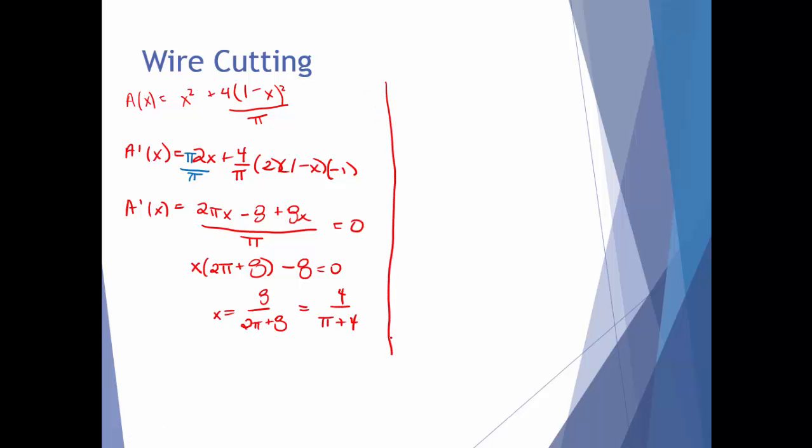I need to check my area at that particular value, so at A of 4 over pi plus 4, but I also need to check those endpoints, A of 0 and A of 1. Now here's where these kinds of problems are going to get a little interesting. You see, in every example we've done so far, the critical number has always been the value that gives us our optimization. In this case, it's actually not going to work out like that.